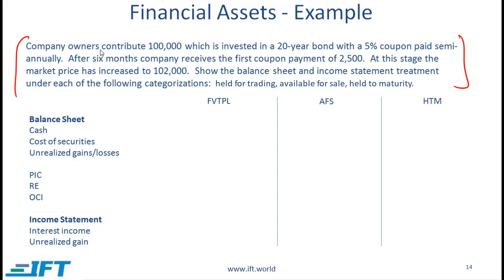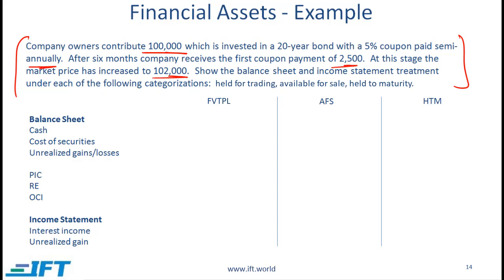Let's say company owners contribute 100,000, which is invested in a 20-year bond with a 5% coupon paid semi-annually. After 6 months, the company receives the first coupon payment of 2,500. At this stage, the market price has increased to 102,000. Show the balance sheet and income statement treatment under each of the following categorizations.